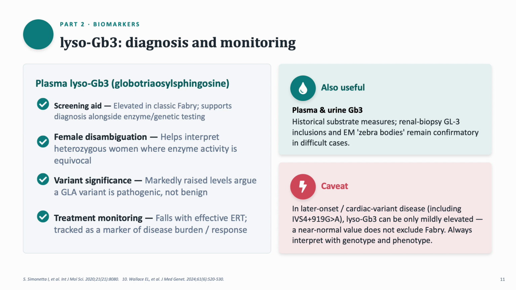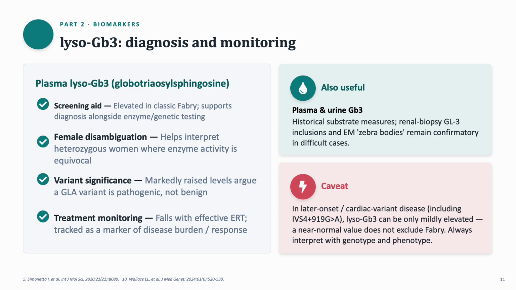Biomarkers, especially plasma lyso-Gb3, have become central to Fabry practice. Lyso-Gb3 is the deacylated circulating form of the stored substance. It has four roles. It supports the diagnosis when elevated. It is particularly helpful in heterozygous women, where enzyme activity is equivocal. A markedly raised level provides strong evidence that a GLA variant of uncertain significance is pathogenic. It falls with effective enzyme therapy, so it can be used for treatment monitoring.